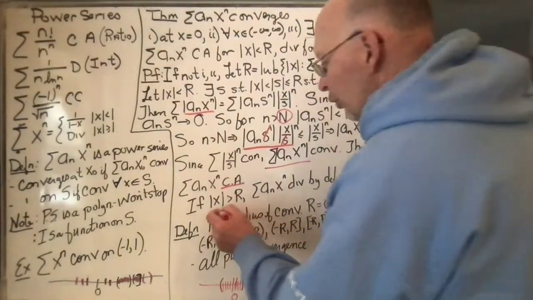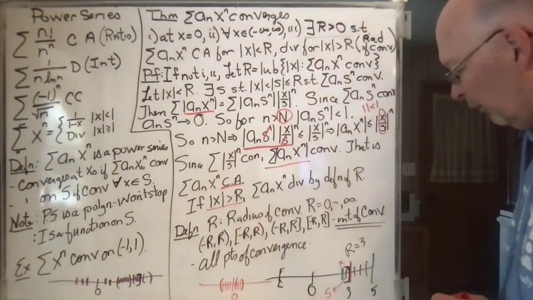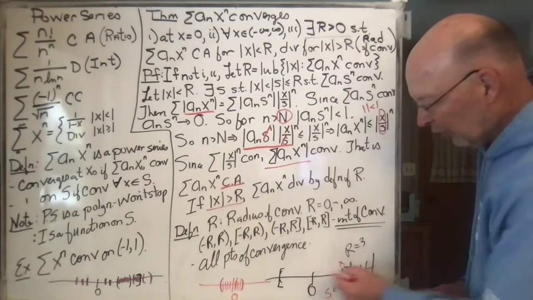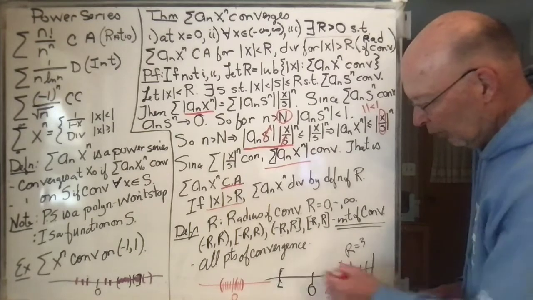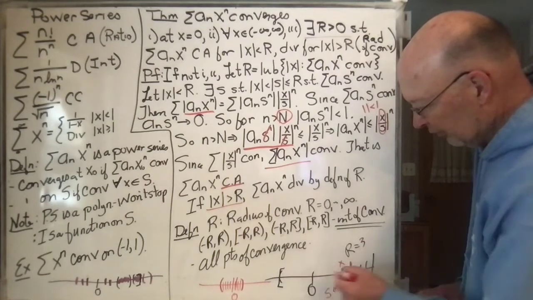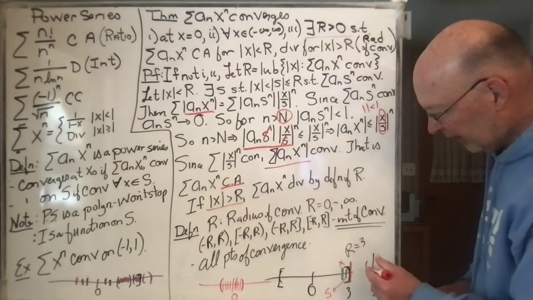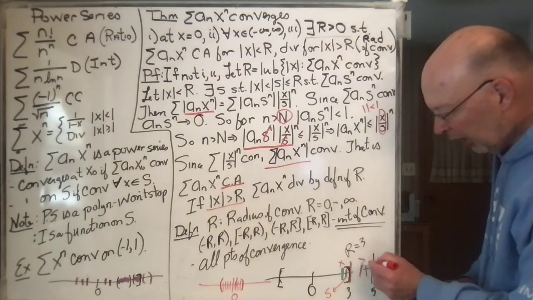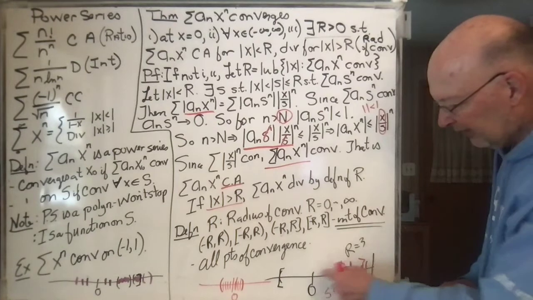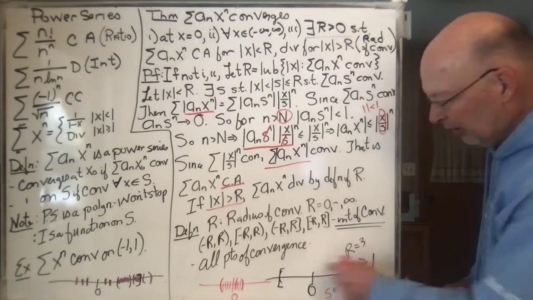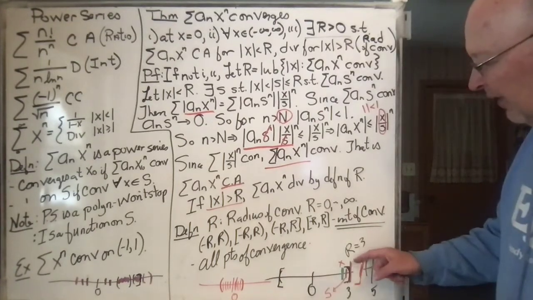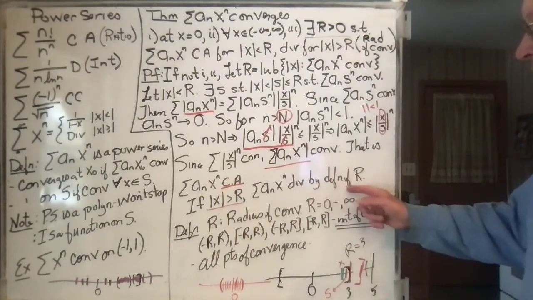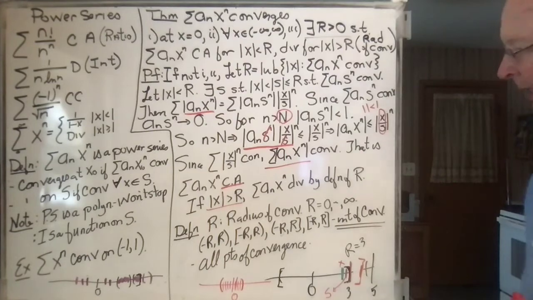What if you have anything greater than r in size? Well, what did we say? We said that r was an upper bound for all the places where it converged. So if it did converge anywhere out here, if that's another spot where it converged, then your R would have had to be out there, because R has to contain all those places where it converges. So just by the definition of R, everything outside of it is a place where it diverges. Okay? So there you go.